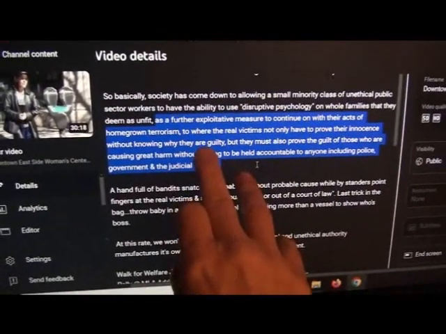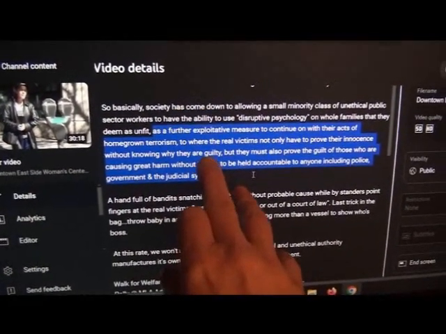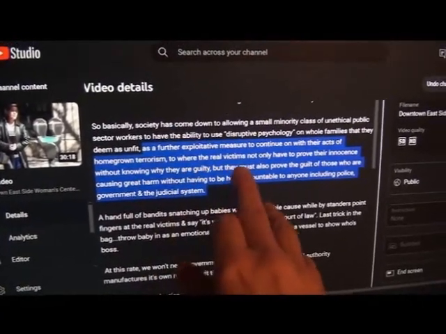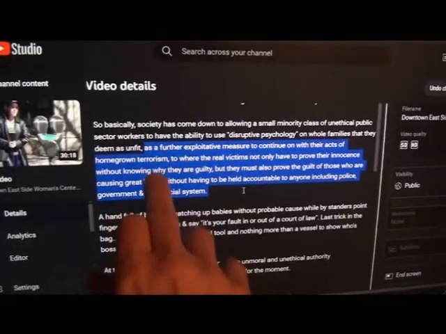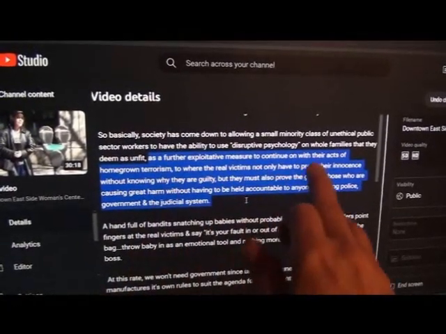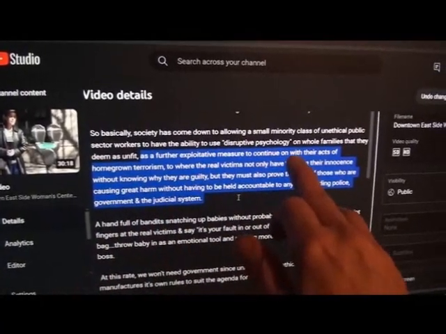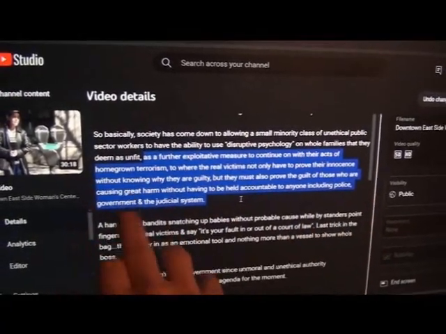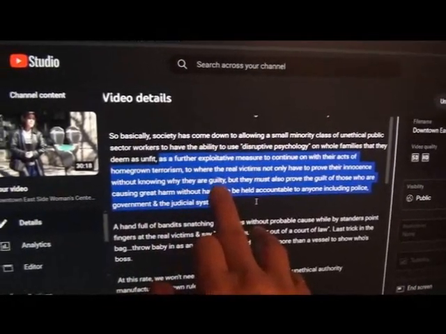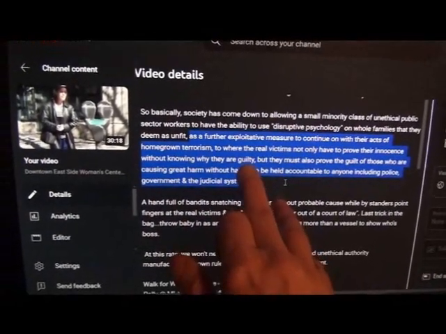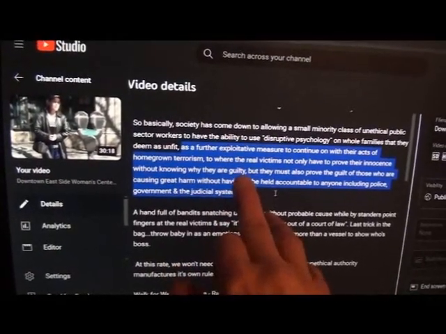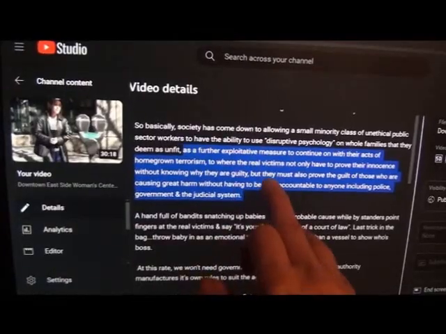So, you got the public sector, the public union sector, right? Ministry of Children and Family Development, right? And Ministry to the government. Having me to prove myself, okay, without knowing why they're guilty. So we didn't know what we did wrong. We really didn't, people, other than they wanted Sierra out for not coming home.